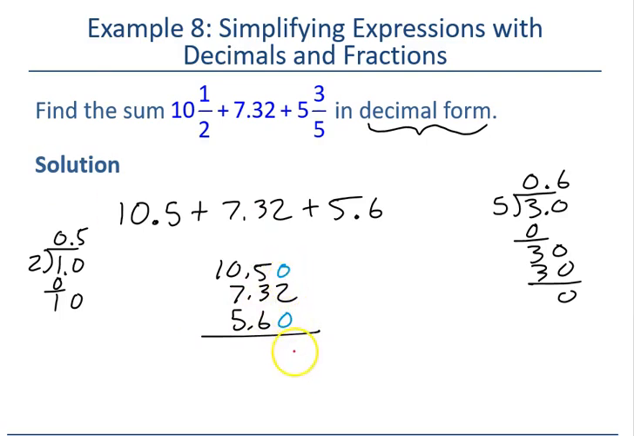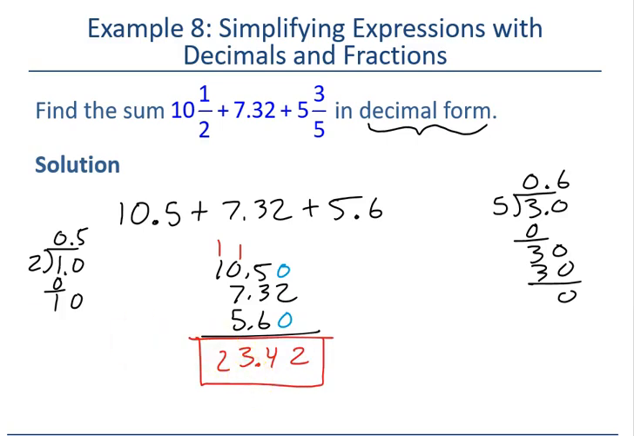I've got 2 here. Okay, here I'm going to have 6 and 3 is going to be 9, so that's going to be a 14. Carry the 1. 7 and it's going to be 8, 5, it's going to be a 13. And then this is going to give me 23. Bring down your decimal. And so this in decimal form is going to be 23.42.